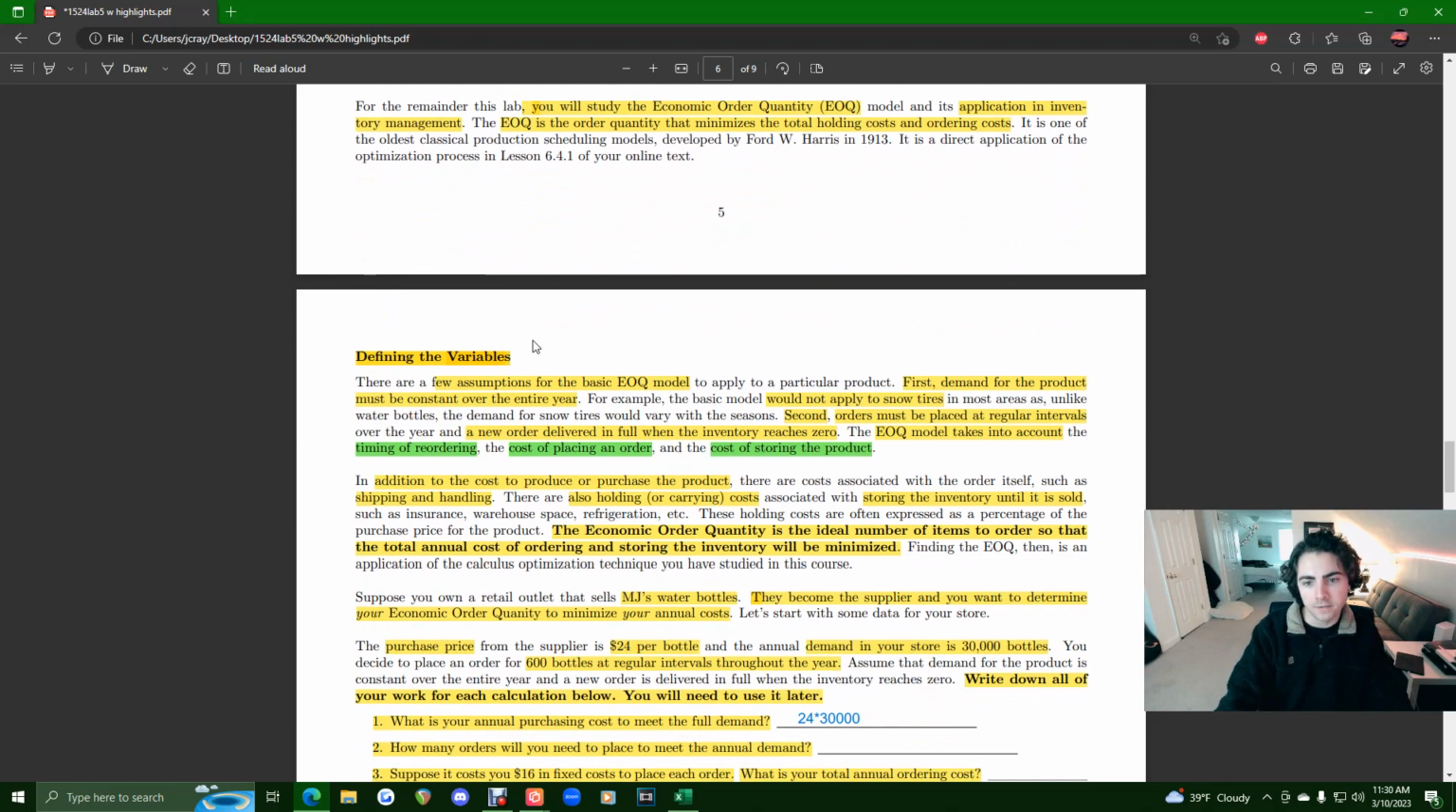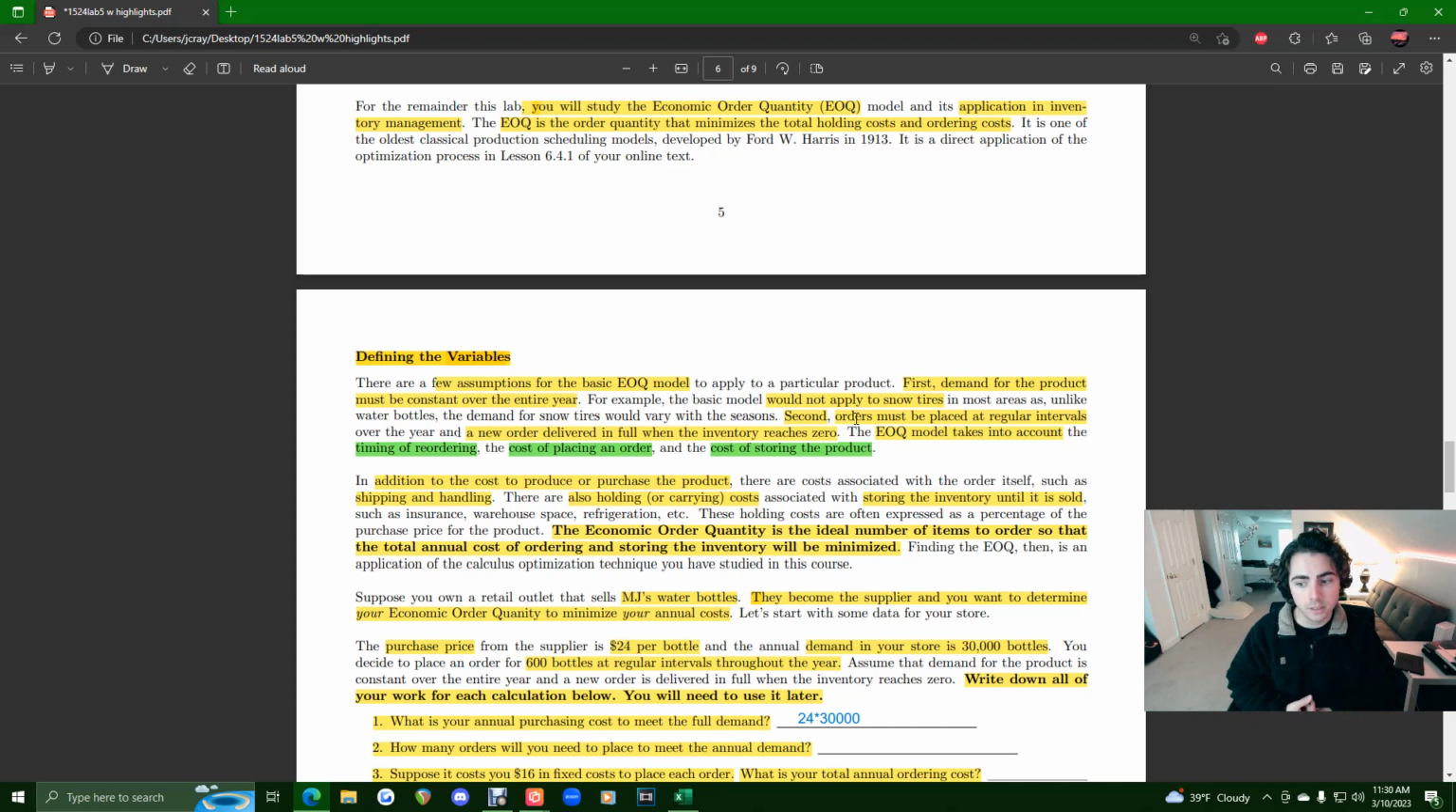Okay. Defining the variables. There are a few assumptions in the basic EOQ model. Pay close attention to these. These might help on a quiz coming up. First, demand for the product must be constant over the entire year. For example, the basic model would not apply to snow tires because that's a very seasonal thing. So the demand is not constant for snow tires throughout the entire year.